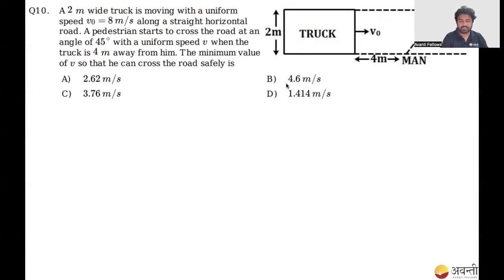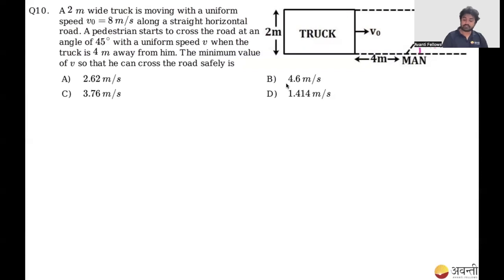That's why without seeing the signals and all, he is crossing or she is crossing the road. Or maybe the truck has broken the signals and was going straight away. So this boy may have looked at the truck and tried to go that side. So basically, you can make your own story. Anyways, a pedestrian starts to cross the road at an angle of 45 degrees with the uniform speed V.